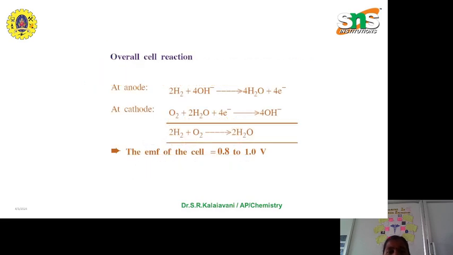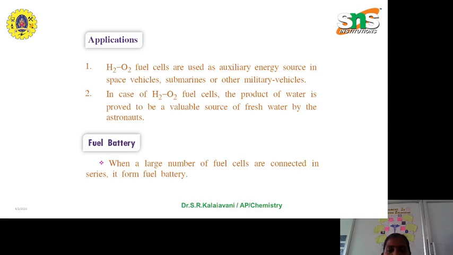So overall cell reaction: at the anodic part, 2 hydrogen plus 4 OH minus gives 4 water molecules plus 4 electrons. At the cathodic part, oxygen plus 2 water molecules plus 4 electrons gives 4 OH minus. So overall reaction occurring in the fuel cell is 2H2 plus O2 gives 2 water molecules. The EMF of the cell is about 1 volt.